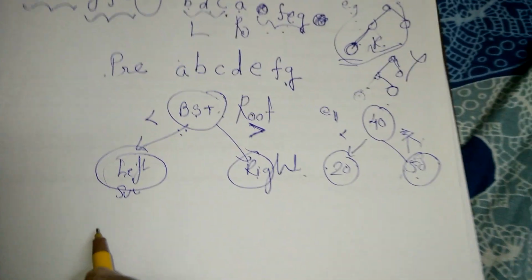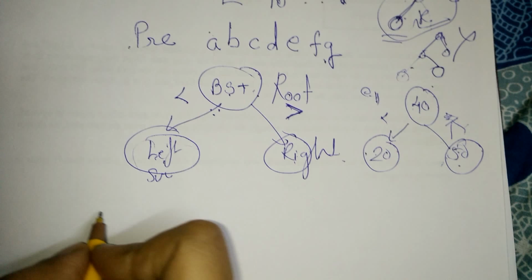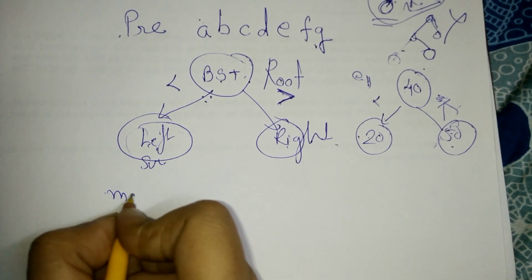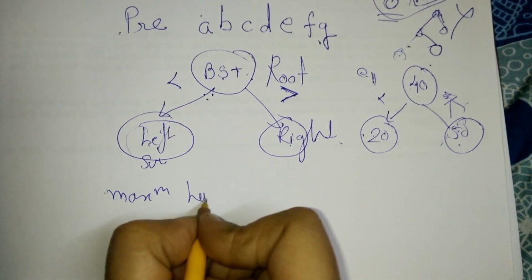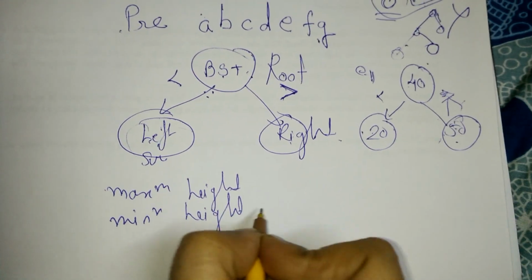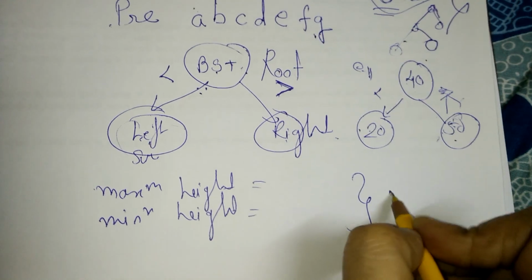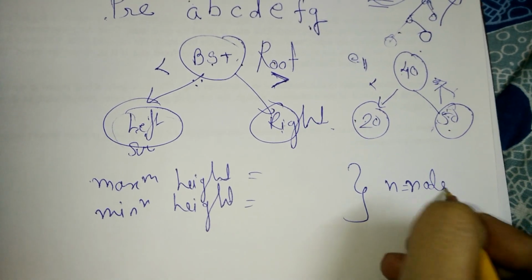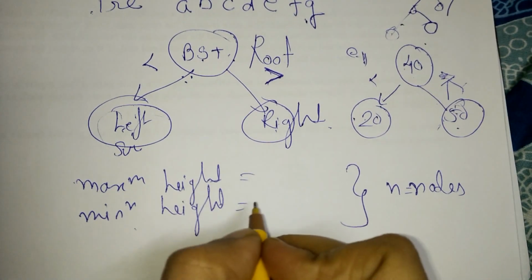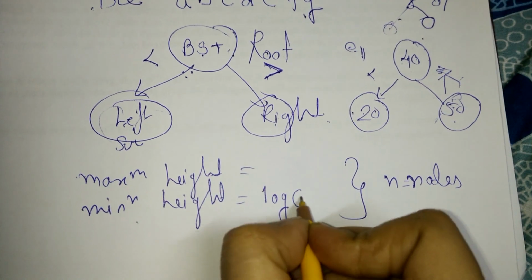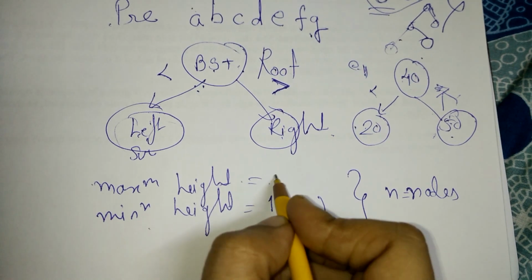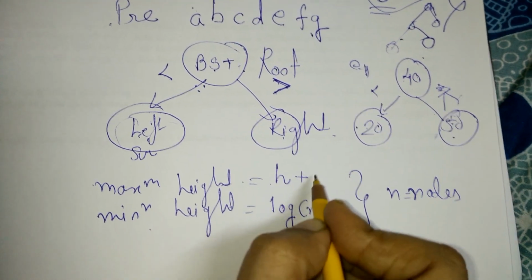Now there are some formulas that we have to remember, for the maximum and minimum height of your binary search tree. The two questions that might be asked are the maximum and minimum height when the nodes are given. When the nodes are given, we have to find out the maximum height as well as the minimum height. The minimum height can be given by the formula log of n, whereas the maximum height is given by the formula h plus 1.